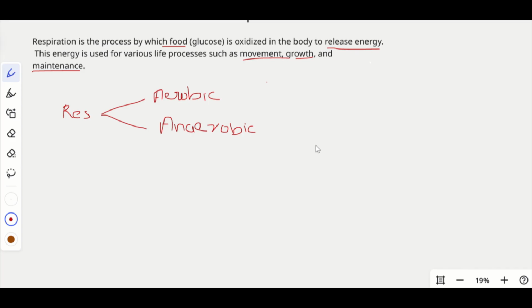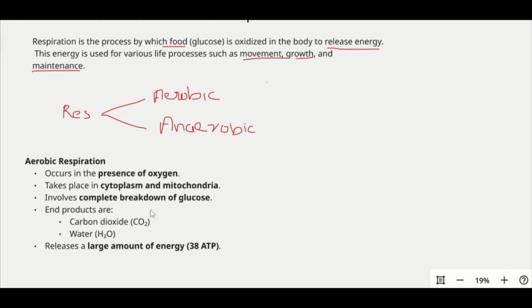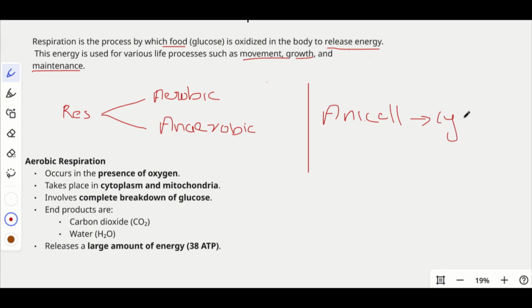So what is aerobic respiration? Aerobic respiration occurs in the presence of oxygen. And where does it take place? It takes place in the cytoplasm and mitochondria. You might have learned about the animal cell, right? In the animal cell we have something called the cytoplasm, so it occurs in the cytoplasm and the mitochondria.